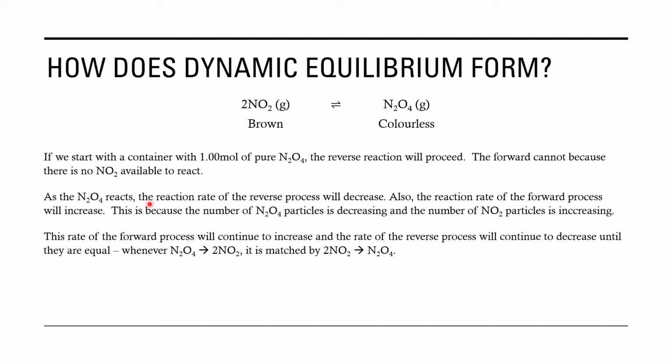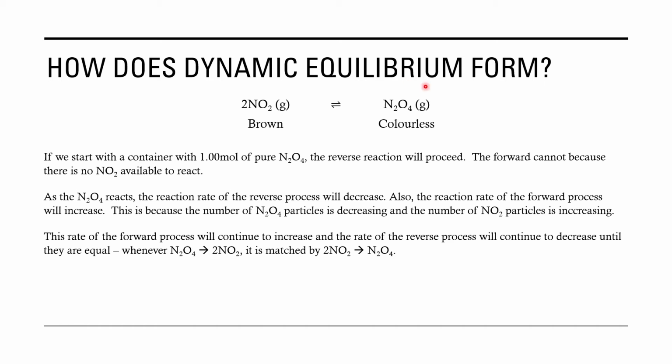Also, the reaction rate for the forward process will begin to increase. As we increase the number of nitrogen dioxide particles, there's more particles that are able to react and reform into that dinitrogen tetraoxide, that N2O4. So what we'll find is that the forward process from left to right will continue to increase as we form more and more and more nitrogen dioxide.